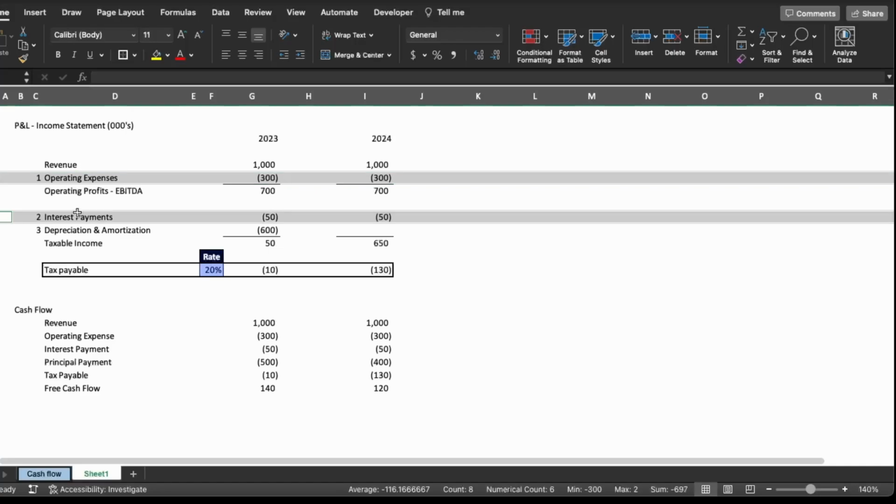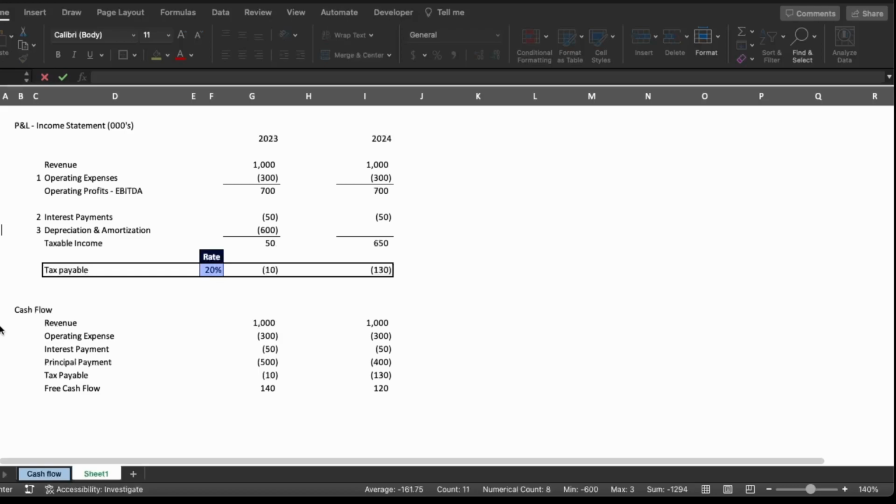The second one is interest payments, which is the cost of borrowing money. Tax authorities recognize this as an ongoing cost for the company to run its activities. Therefore, it is considered a tax shield that we can use to reduce the amount of taxable income.